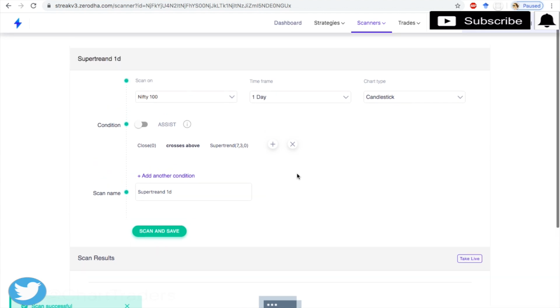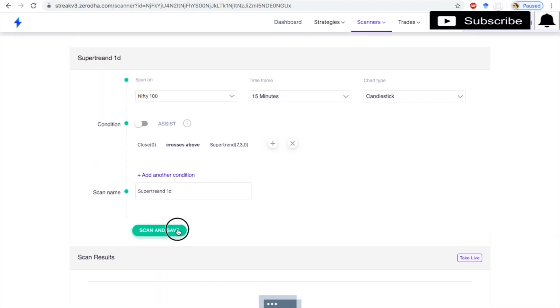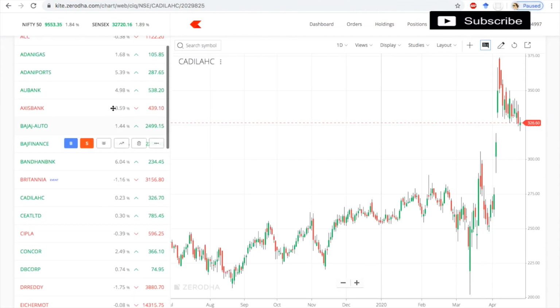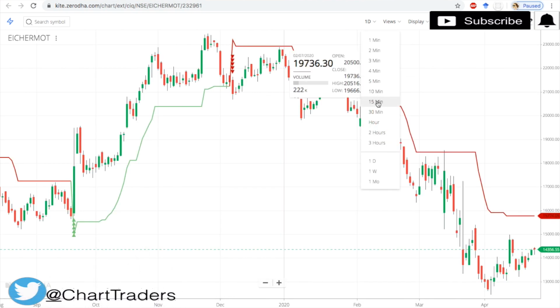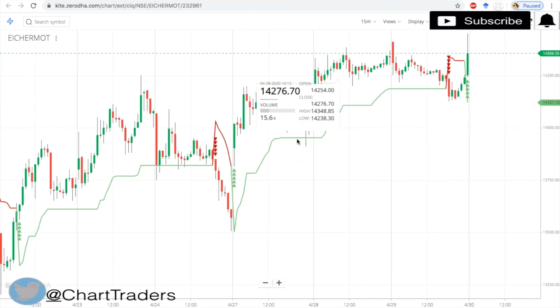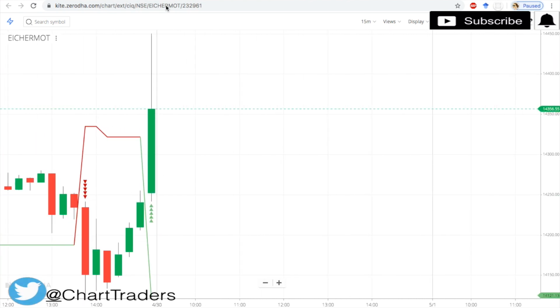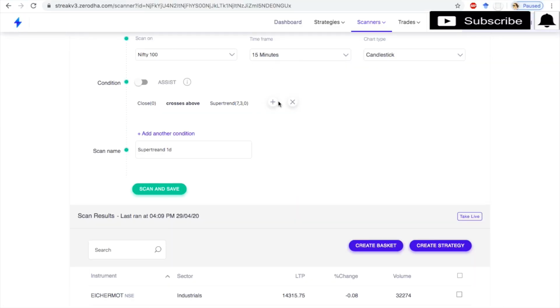There is no stock right now on a daily basis, so we will look at 15 minute. Ashok Leyland, so go to the stock. Select the 15 minute time frame. Now here it is generating a buy signal. So with the help of the scanner developed in Streak, you can generate alerts.